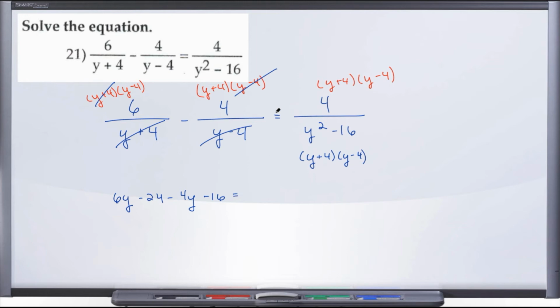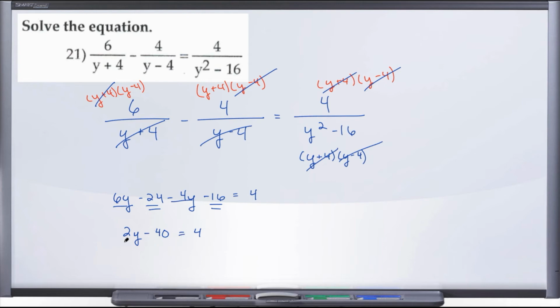And then our equal sign. Y plus 4 goes away, y minus 4 goes away, and we're just left with the 4. Let's combine like terms wherever we can. We have 6y minus 4y, so we have 2y. And we have negative 24 minus 16, so we have minus 40 equals our 4.